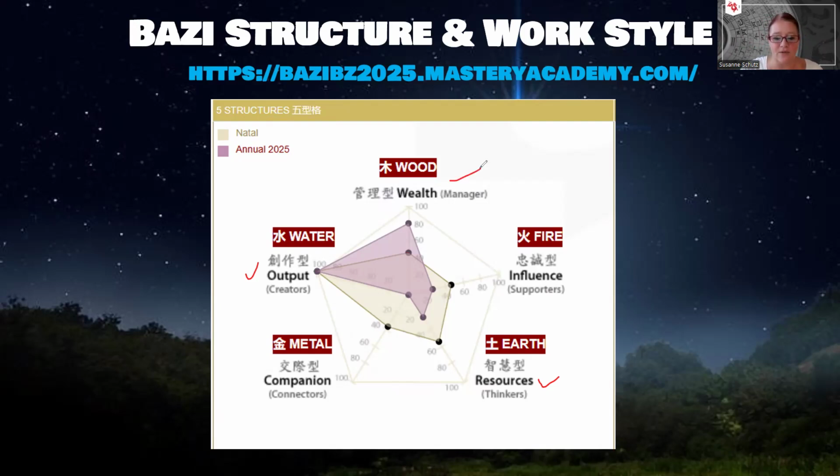Now then we have the wealth structure. So the wealth structure people, they're very ambitious. They're go-getters and they have very high standards. And they expect other people to measure up to those standards. And that's very tricky, right?